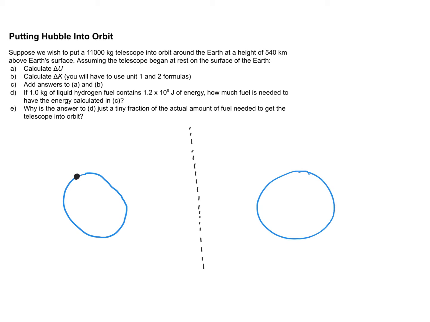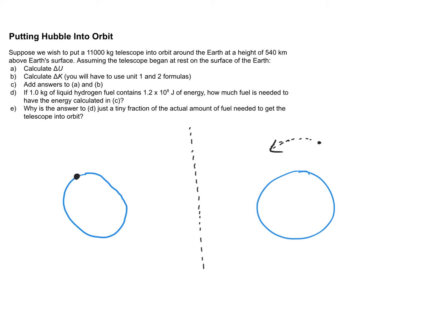I'm going to draw pictures to try to show what's going on here. We're going to have the Earth. Let's make it blue. And we have a telescope that starts on the surface of the Earth. And then we're going to want to put it into orbit. So on the right side of the page, there's the Earth. Now we're going to have this telescope, but it's orbiting the Earth in, we'll assume, uniform circular motion.